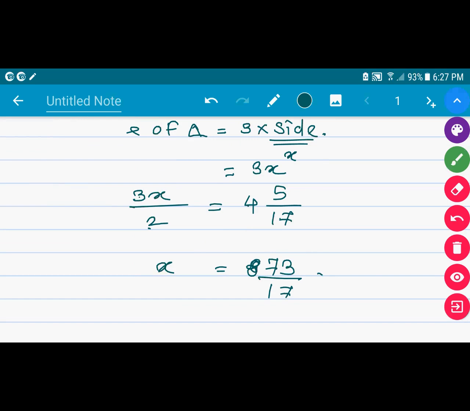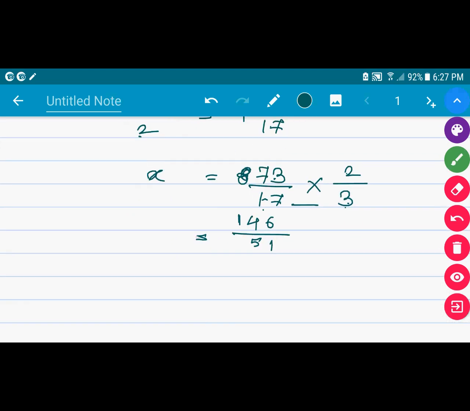73 upon 17 multiplied by 2 upon 3. So this becomes, multiply 17 with the 3 and multiply 73 with the 2. 73 multiplied by 2 is equal to 146, and 17 3s are 51. So the side of the square or the side of the equilateral triangle is 146 upon 51.